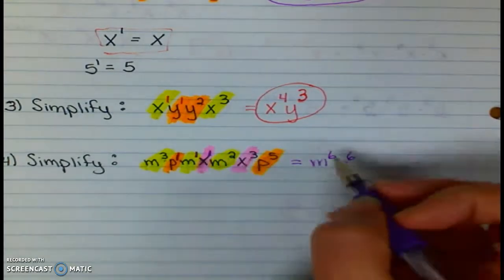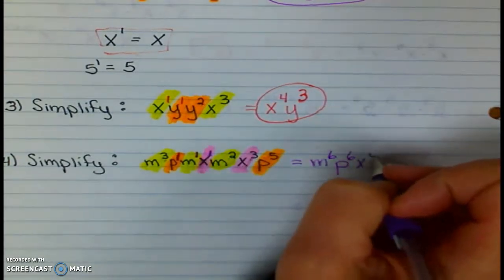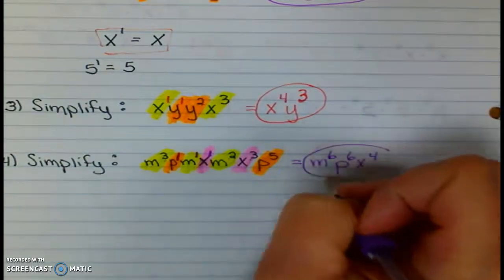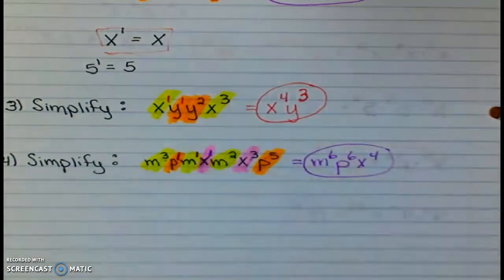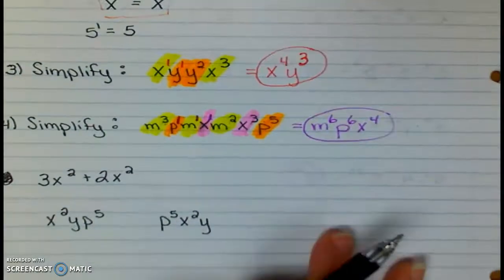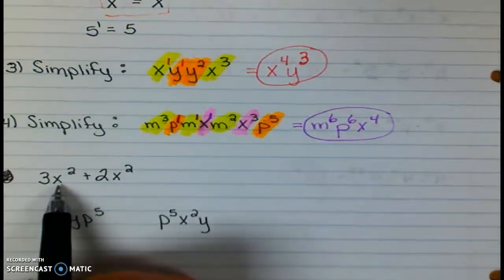1 plus 3 is 4. So your answer is m to the 6th, p to the 6th, x to the 4th power. Okay, I only have about 4 minutes left in my recording, so I'm going to try to make this quick.